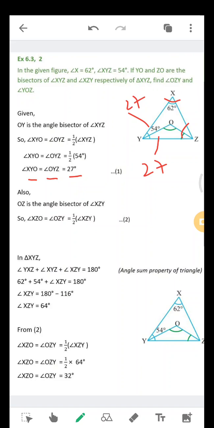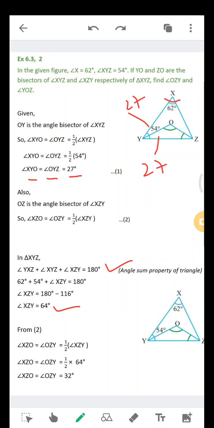Now I'll find this complete angle XZY, or angle Z. Similarly, I can say OZ is a bisector of XZY. So if I know angle Z, I can find OZY. We can easily find OZY if I get angle Z. So we are finding angle Z by using angle sum property in triangle XYZ. You can directly write angle X plus Y plus Z also. So XZY by angle sum property is 64, because angle X is 62, angle Y is 54. So XZY will be equal to 180 minus 116, that is 64.